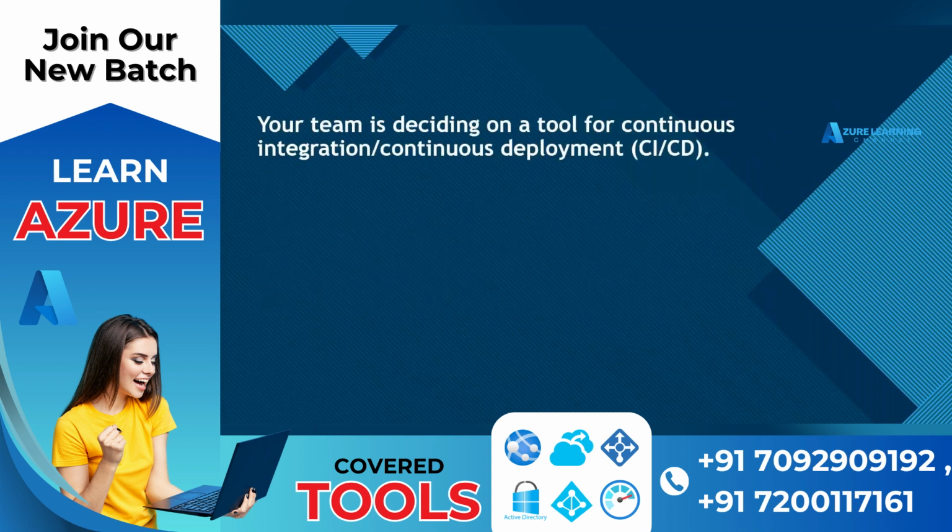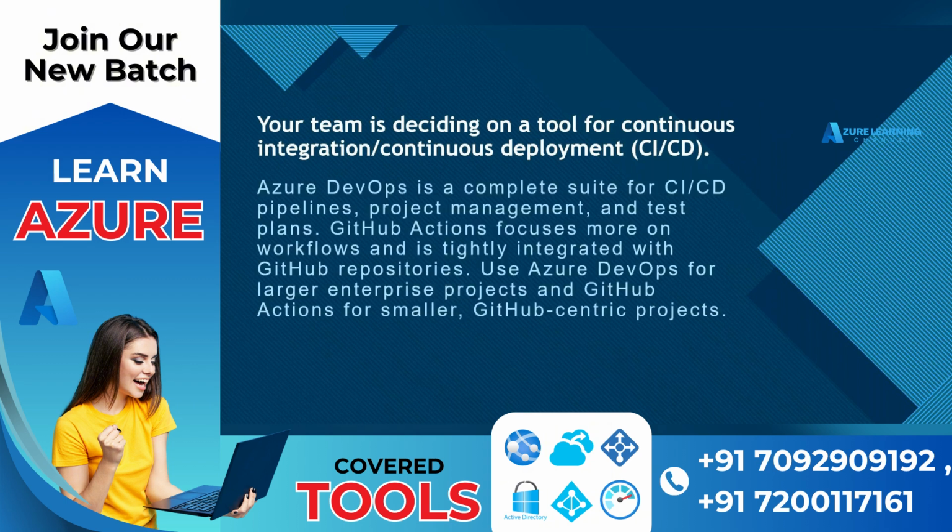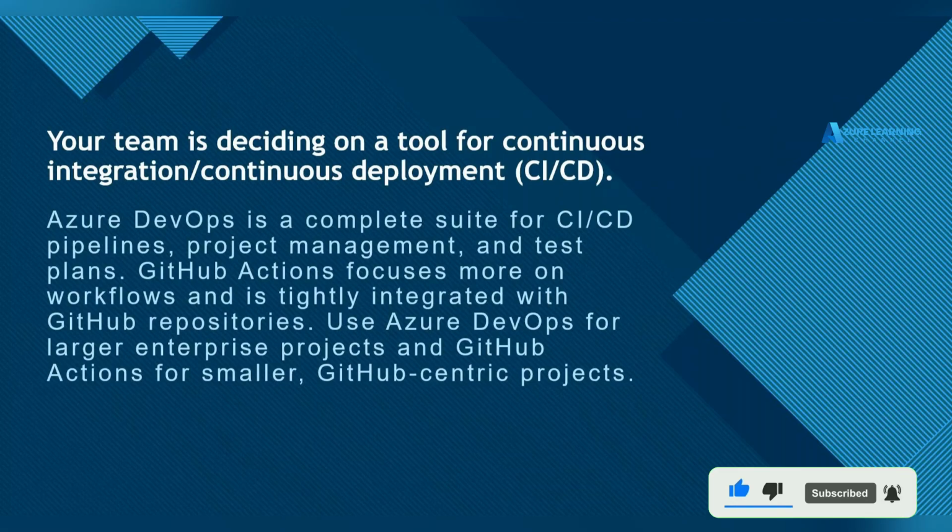Okay, your team has decided on a tool for continuous integration, continuous deployment. To achieve this, which tool is recommended? GitHub Actions or Azure DevOps pipeline? If you are going to configure high-scale projects or high-end configurations, you can go with Azure DevOps pipeline. Here I said Azure DevOps is a complete suite for CI/CD pipelines, project management, and test plans. GitHub Actions focuses more on workflows and is tightly integrated with the GitHub repository. Use Azure DevOps for larger enterprise projects.